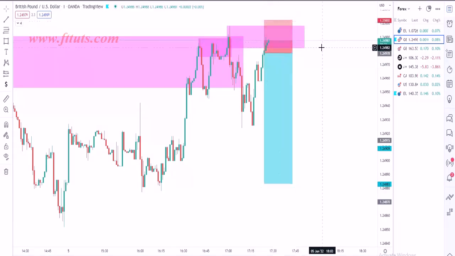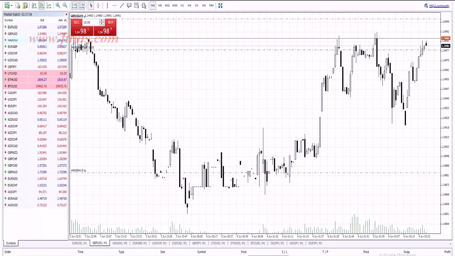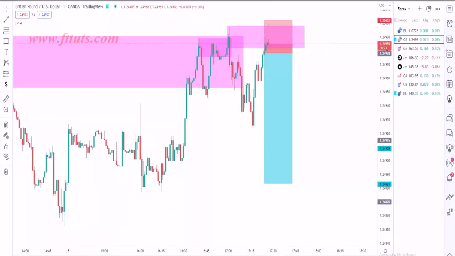1.24978 right there. And then stop loss is at 002. Great. Take profit is about 883. Okay, great.